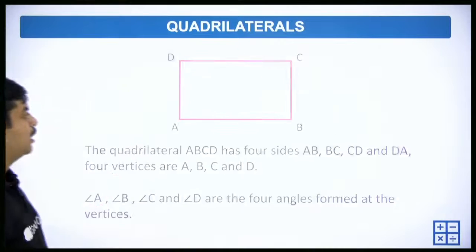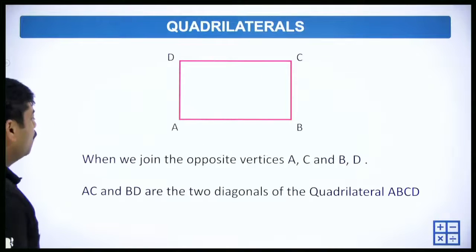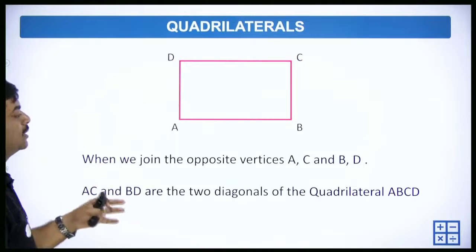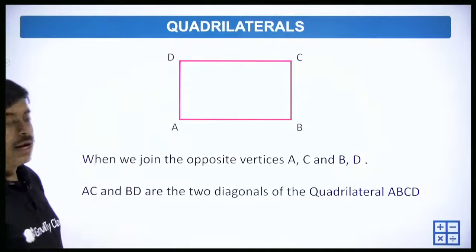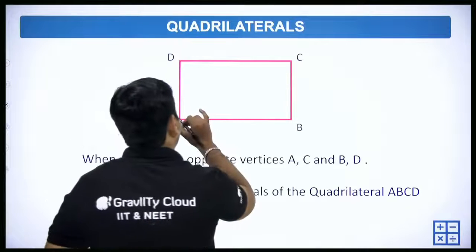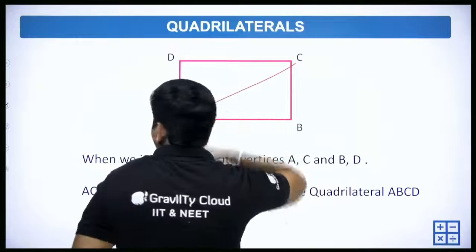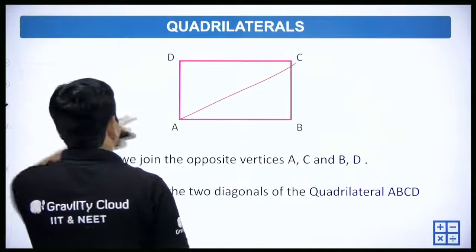Okay, so the next one, when we join the opposite vertices AC and BD. So this is a quadrilateral, you know that. Now I want to join A and C. So we get one line segment here. Let me draw that once again properly.